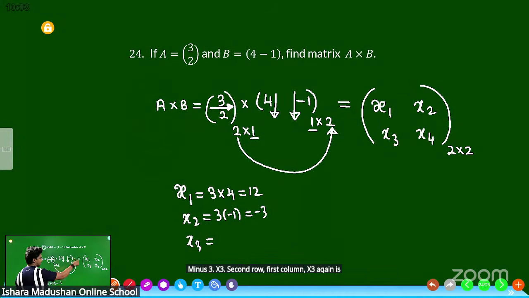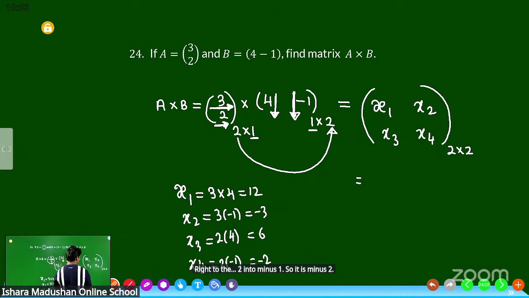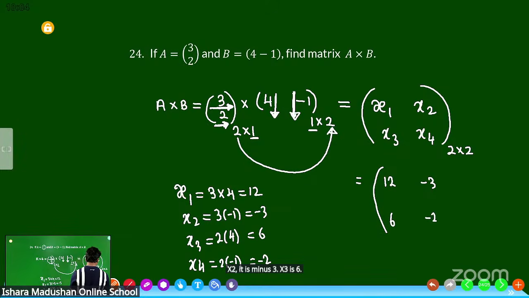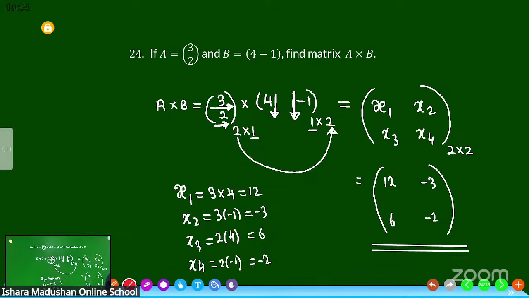x3, second row, first column element. So second row of this matrix and first column of this one. 2 into 4, 8. x4, second row, second column. 2 into minus 1, so it is minus 2. So the answer matrix is x1, 12; x2, minus 3; x3, 6; x4, minus 2. So this is the answer matrix. Writing the order is optional, but it is a 2 by 2 matrix.